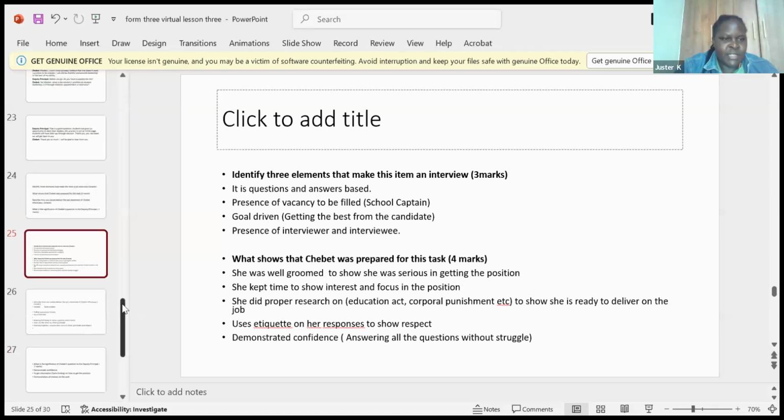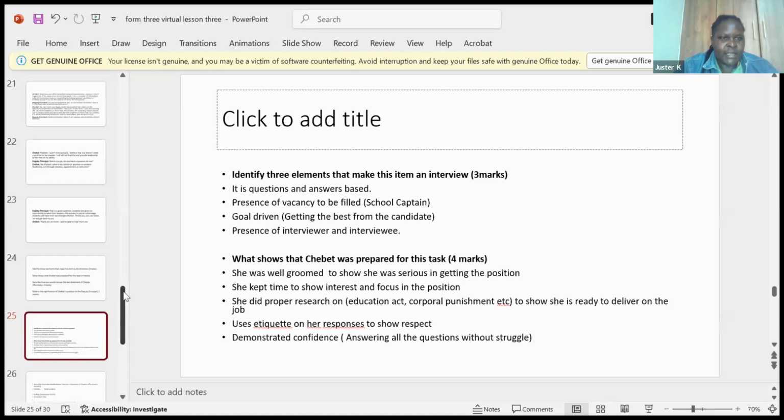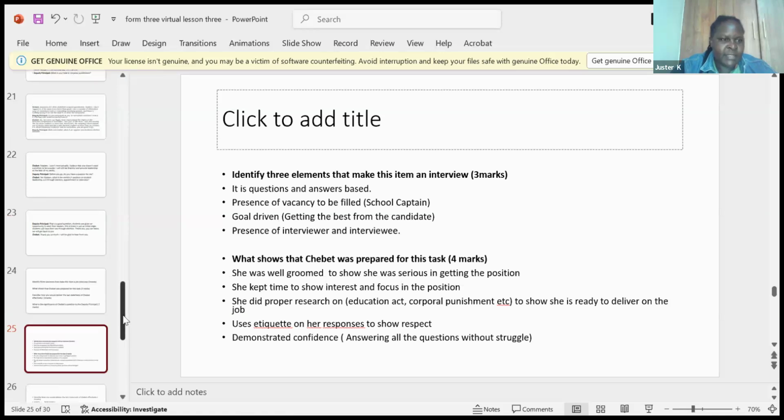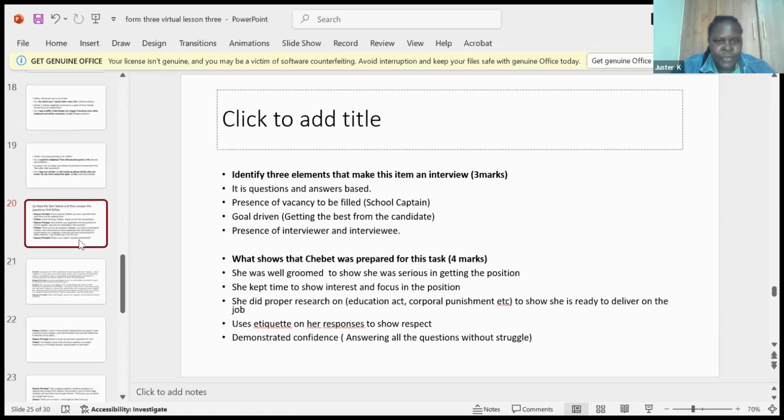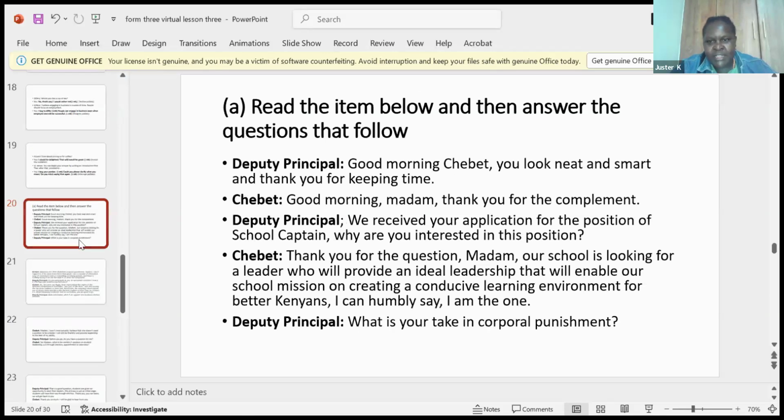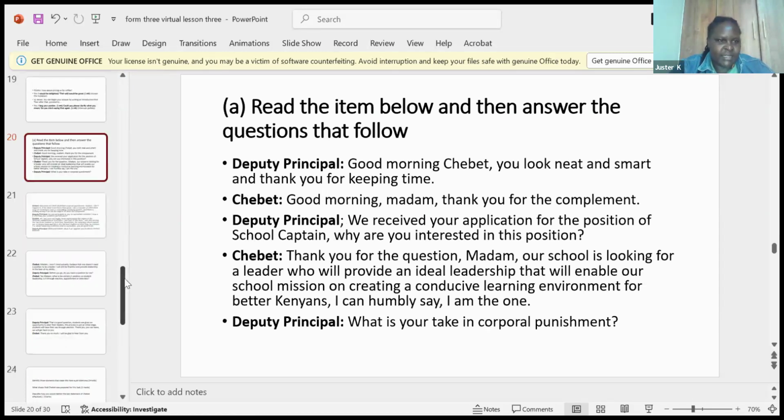We can also add some of the points that they have mentioned. There was an answer that was given and I felt that qualifying to be what makes this an interview. It is question and answer based. And of course, we have to illustrate. These are just my very simple answers, but for you to score, you must illustrate your answer. You can give a question where a question has been asked. If we go back, perhaps here, we can see the first question. Why are you interested in this position? And then saying, this school is looking for a leader and can humbly say I am the one. So question and answer shows that this is an interview.